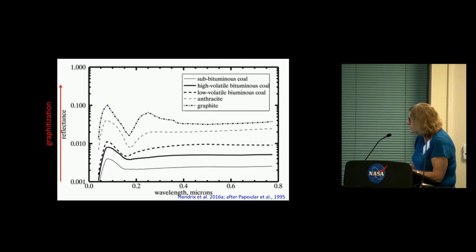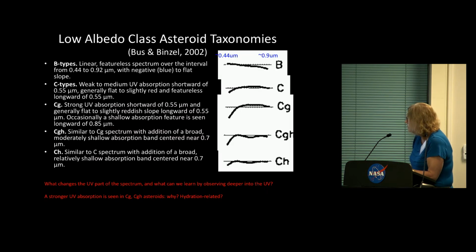If you go beyond that and take a look, you see there's quite a bit of structure out here, and it does vary depending upon the composition. These are ordered in increasing level of graphitization, which means removal of hydrogen for practical purposes here. So we think that this might be a rich region for some information that we do not get in the spectral regions that we normally observe.